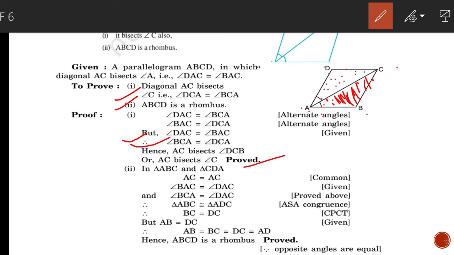Angle BAC is equal to angle DAC, since angle 1 and angle 2 are equal. Also we have proved that angle BCA and DAC are equal, so angle 3 and angle 1 are also equal. We have proved this above by alternate angles from this line, so we can say that they are equal.